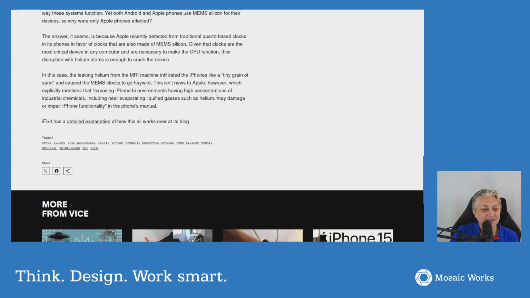In this case, the helium leaking from the MRI machine infiltrated the iPhones like a tiny grain of sand and caused the MEMS clock to go haywire. This isn't news to Apple, however, which explicitly mentions in the phone's manual that exposing the iPhone to environments having high concentrations of industrial chemicals, including near evaporating liquefied gases such as helium, may damage or impair iPhone functionality.